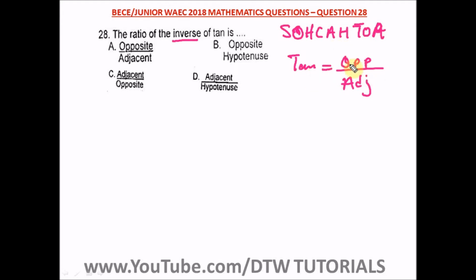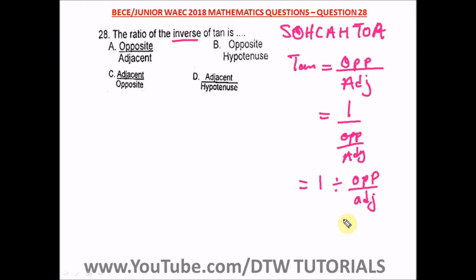So for your tan, it is what? Opposite over adjacent. But our question says, what is the ratio of the inverse of tan? And what does it mean by inverse of tan? It just means what? 1 divided by opposite over adjacent. And when you have 1 divided by something, you have to what? Take the adjacent what? Up. Okay? Just like saying 1 divided by opposite over adjacent, where to change the division sign to multiplication, you have to what? Invert what? This.